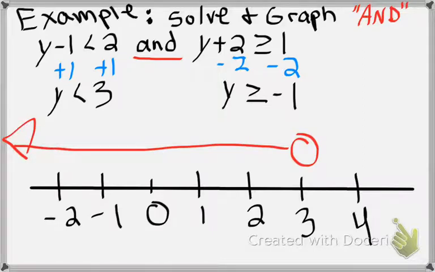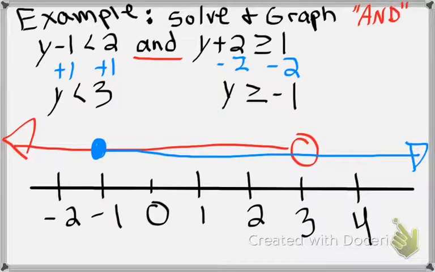Now, for greater than or equal to -1, well that is a closed circle. And then it says greater than, so that's everything to the right. Okay, because this is an and inequality, it's what satisfies both locations. So this one happened to do the exact same thing. It's only going to be this area right here in between.